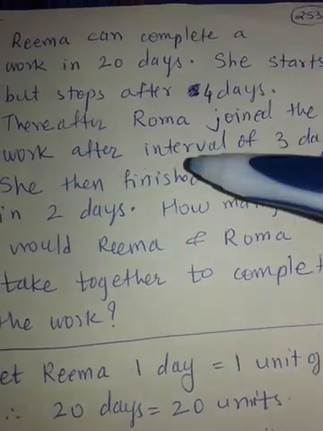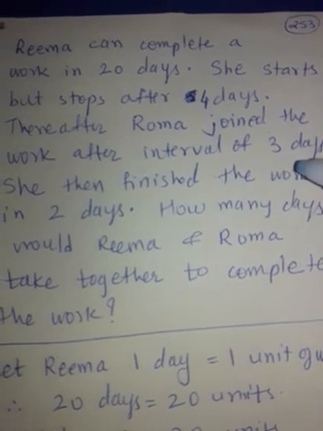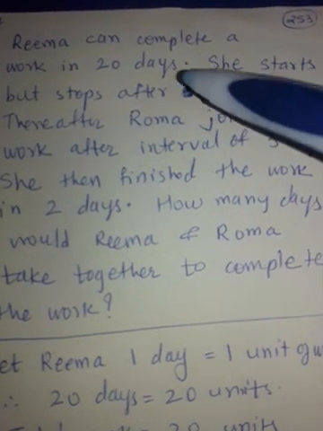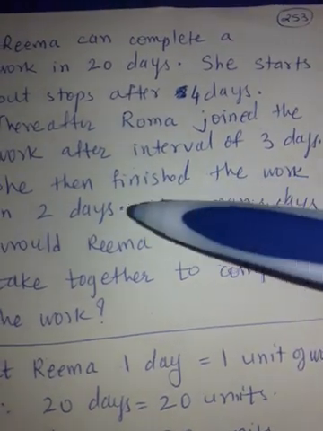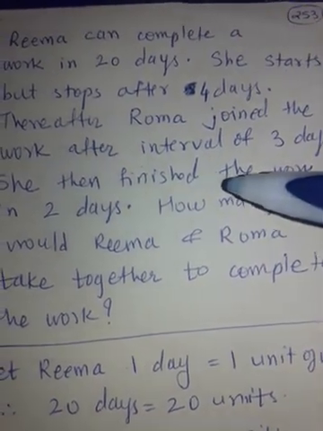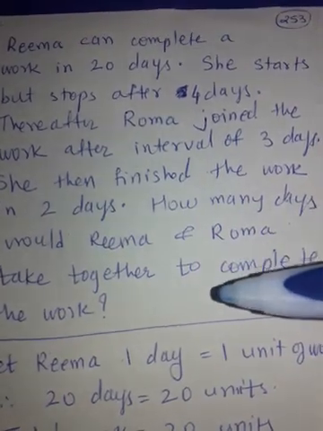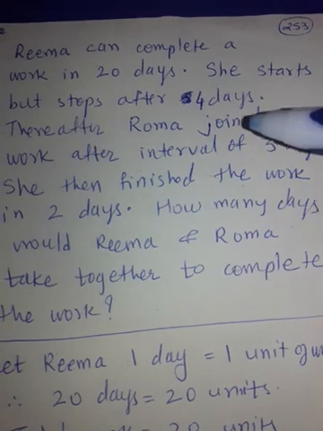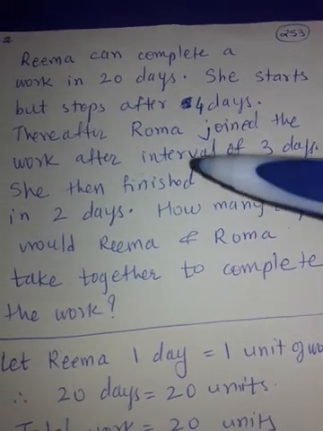One more thing over here. Roma joined the work after an interval of 3 days. That means what? Rima worked for 4 days. Then in between, for 3 days, there wasn't anybody to work. After that, Roma came and she finished the work in 2 days. And they are asking, if they both work together, in how many days will they complete the work?